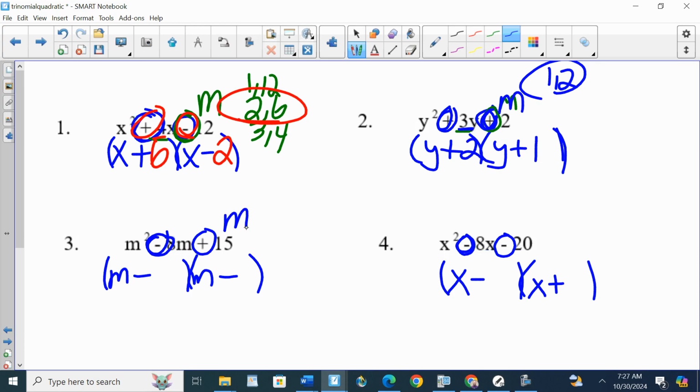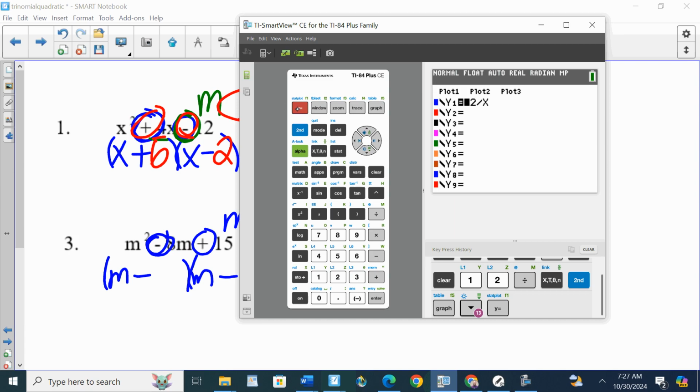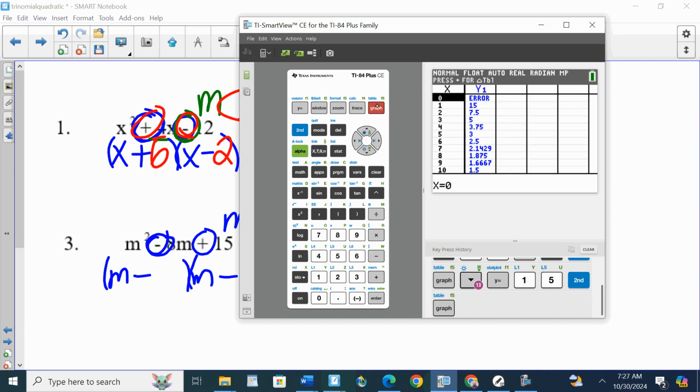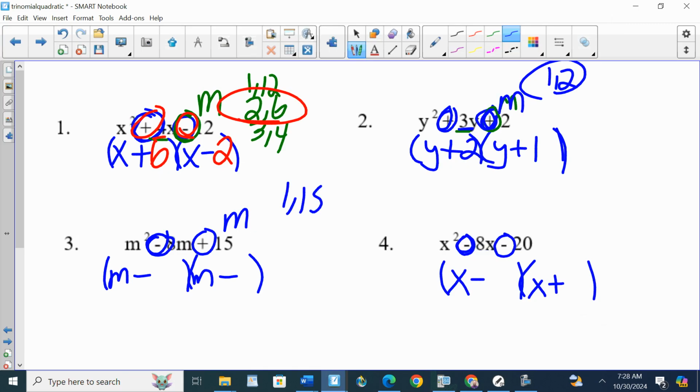Multiplies to 15. Again, use the calculator trick if you need to. 15 divided by x. Go to your table. I see 1 and 15, 3 and 5. Which of those pair adds to 8? 3 and 5. Bigger number goes first.